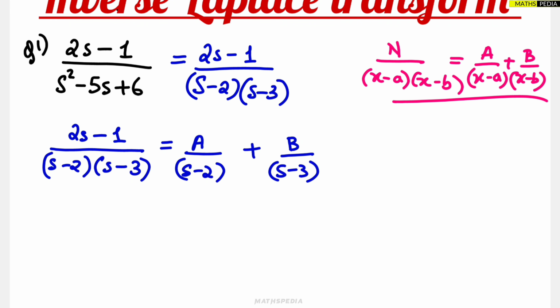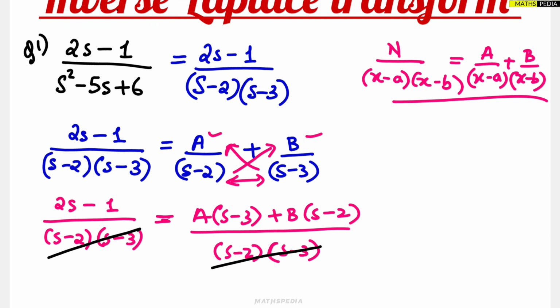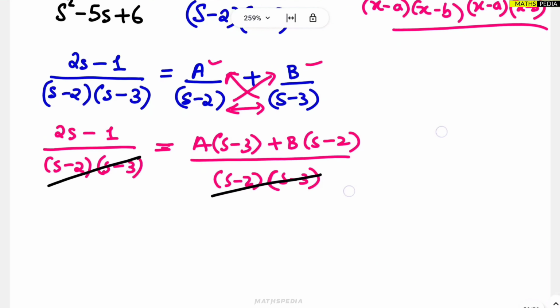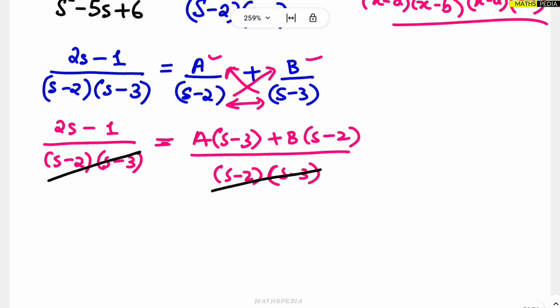s minus 2 divided by s minus 2 into s minus 3. So you can see that equal to sign is there. Now this and this I can cancel it off. So this part and this part is gone. Both are same. So what is left out? Only this part. So you can directly write this step also.